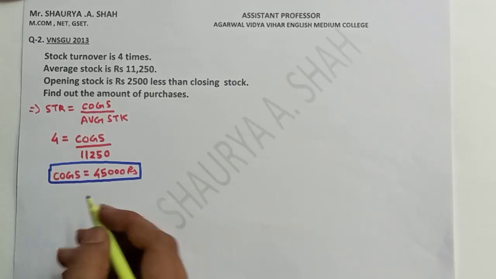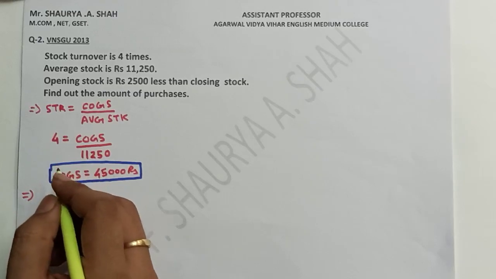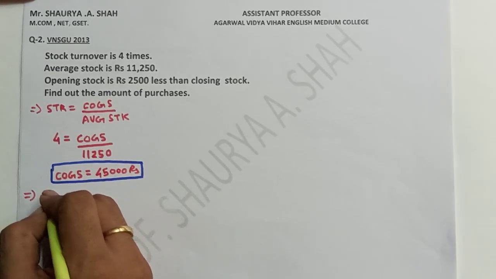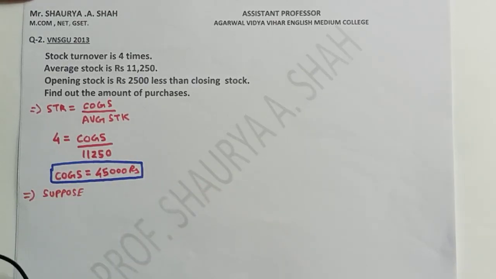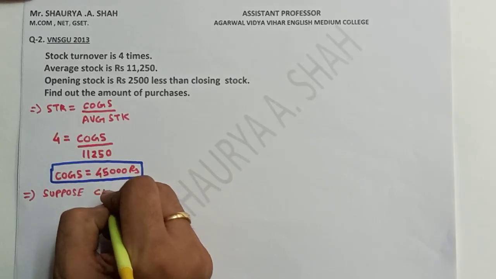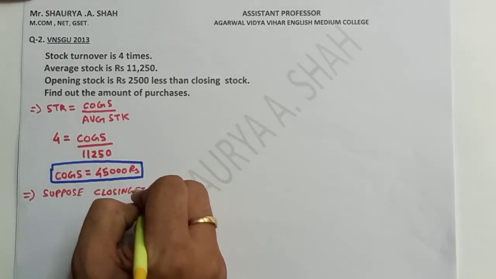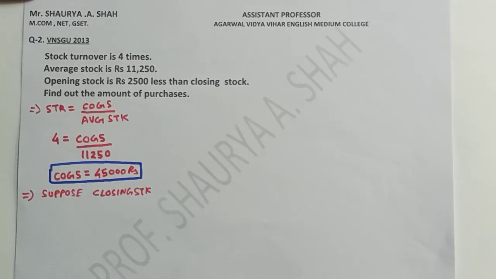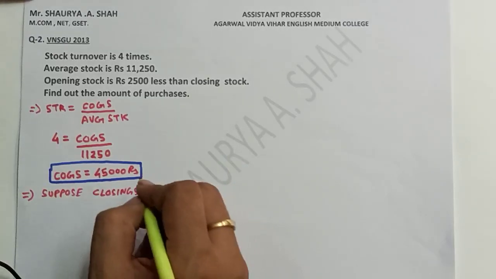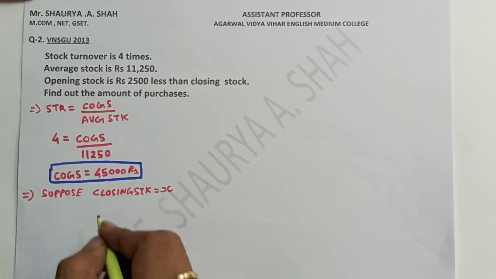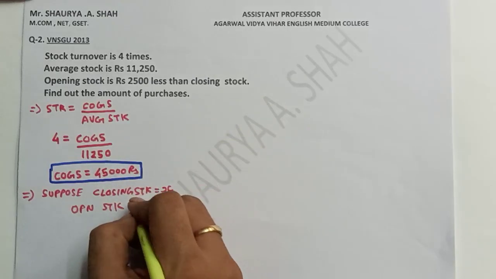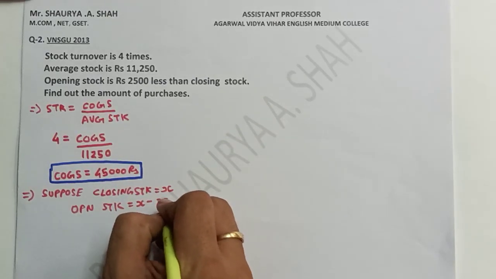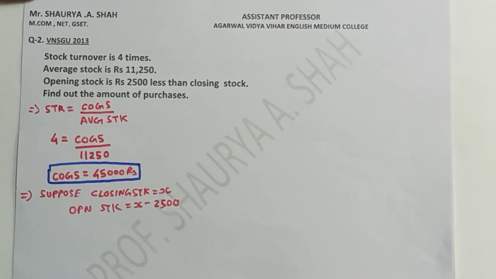Now I have got this. Now we need to find out the closing stock first of all and opening stock, right? I suppose my closing stock is X, because whatever base is given, you always take that as X. So my closing stock, if it is X, what will be my opening stock? Opening stock is 2500 less than closing stock. So my opening stock will be X minus 2500. I suppose it is clear, students?